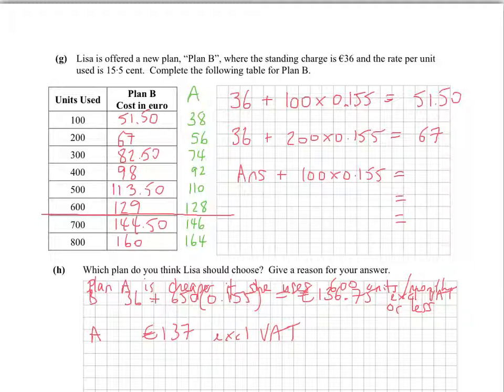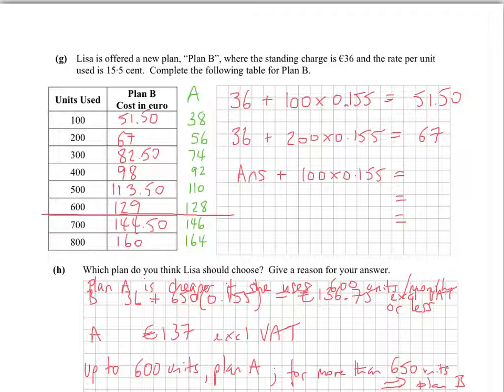And the key summary here is that up to about 600 units, plan A is cheaper. From 650 approximately onwards, plan B is a better option. Now, where the exact point where they cross over is, we don't know yet. In fact, we're being asked to work that out in parts I and J. But at this stage, all they're wanting is just a rough idea. So in this instance, if we're assuming that Lisa uses 650 units, then we want to say as an answer plan B.